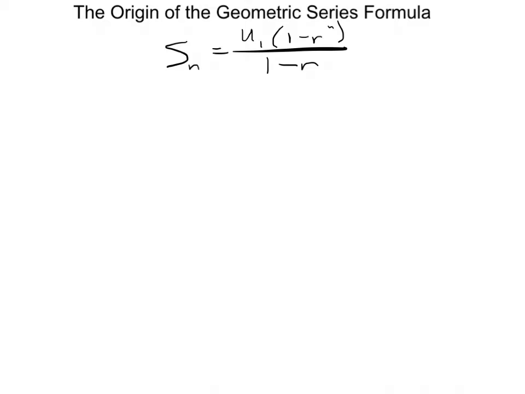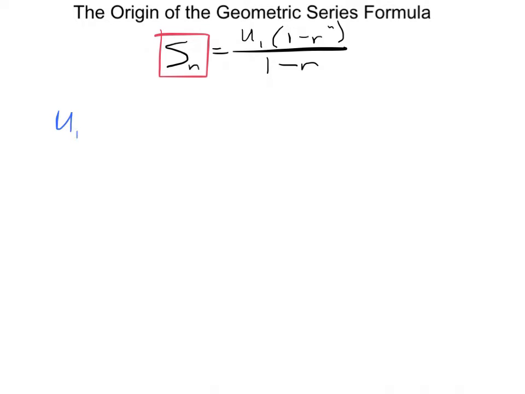So what we're going to do is look at this as a left and a right side of thing. First, let's think about what Sn means. Sn is supposed to mean the sum of the first n terms of a geometric series. Well, let's actually write out the first n terms of a geometric series.